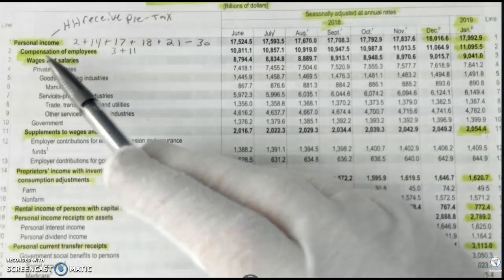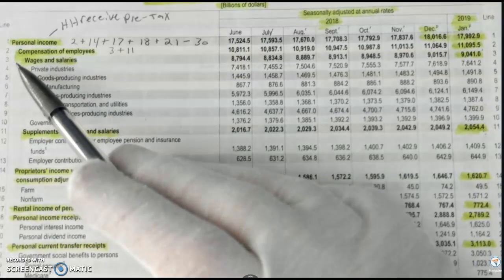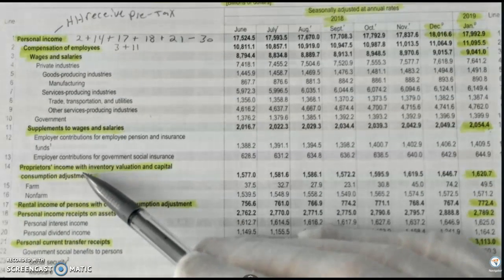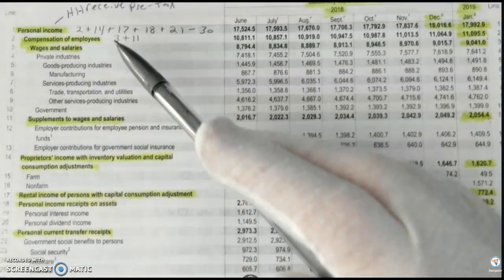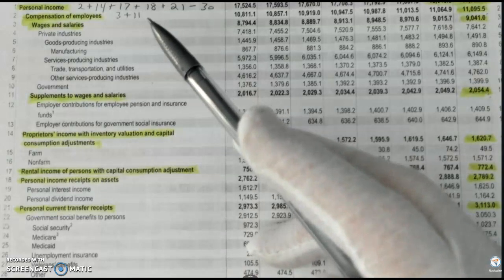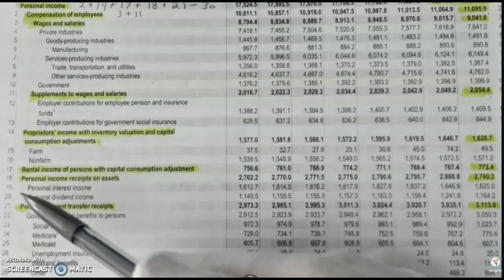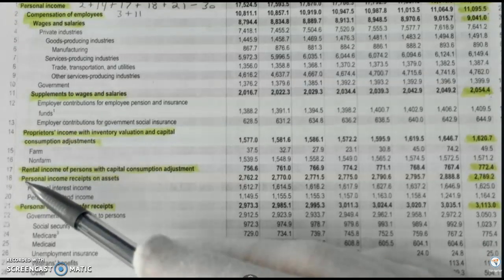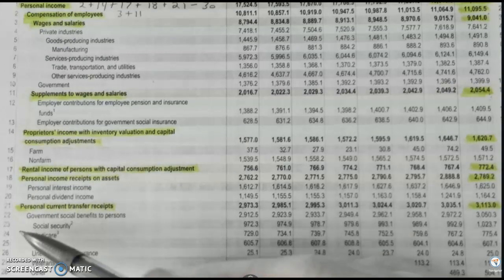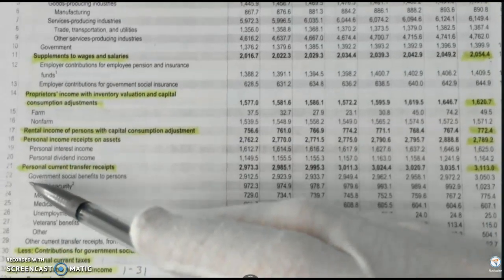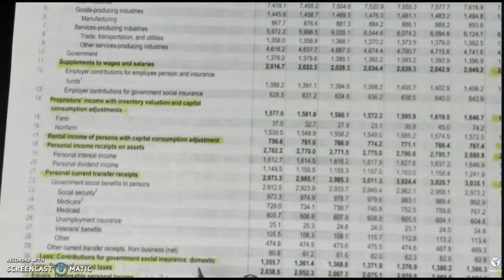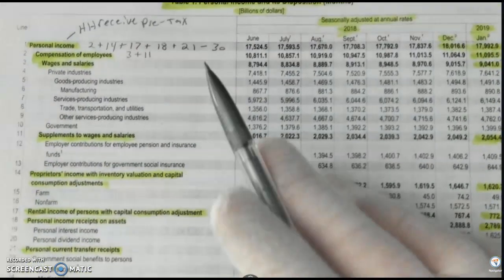For example, line 2, compensation of employees. Okay, so that's part of it. Then we go down to the next indentation, which is line 14, which is proprietor's income. This is essentially income generated from business. And then 17 is rental income. This is income generated from renting out land. And then line 18, personal income receipts on assets. This is portfolio income. Either you're getting it from interest or from dividends. And then we have line 21, which is personal current transfer receipts. This is money you're getting from the government. And then we back out line 30, which is contributions for government social insurance, domestic. So that makes up total personal income.